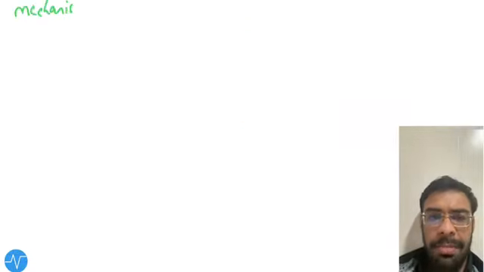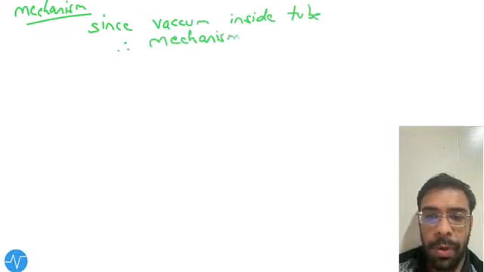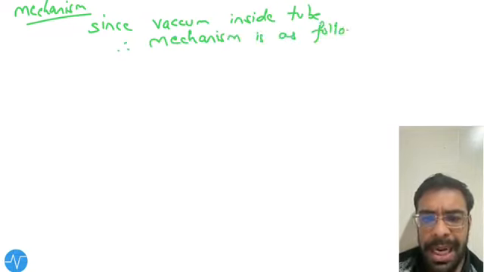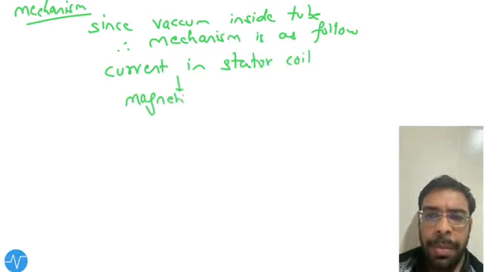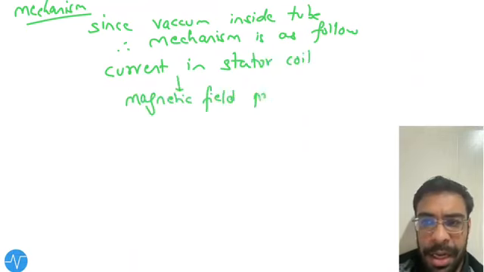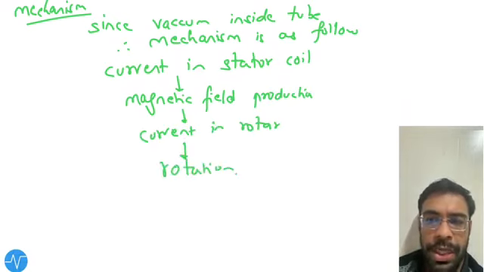The mechanism of the rotating anode. Since there is vacuum inside the glass envelope, we have to discuss the mechanism of the rotating anode. The mechanism is as follows. Current passes through the stator, which is outside. It produces a magnetic field. This magnetic field helps in production of current inside the rotor, because of which rotation happens.